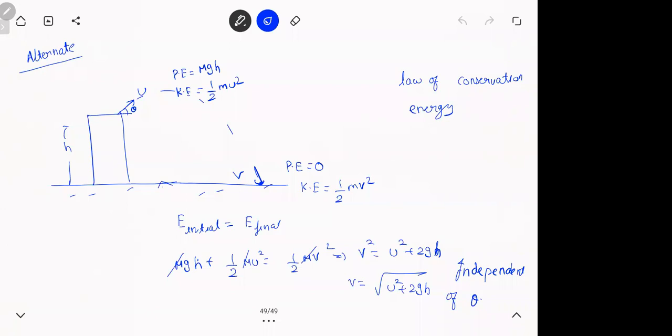So in the exam, if they ask the question, who has more speed? As long as the initial speed is the same and the height is the same, all will have the same speed. What will change? The i cap, j cap components will change, but the speed won't change. Hope this was clear. Have a look at this. Any doubt, please ask me.